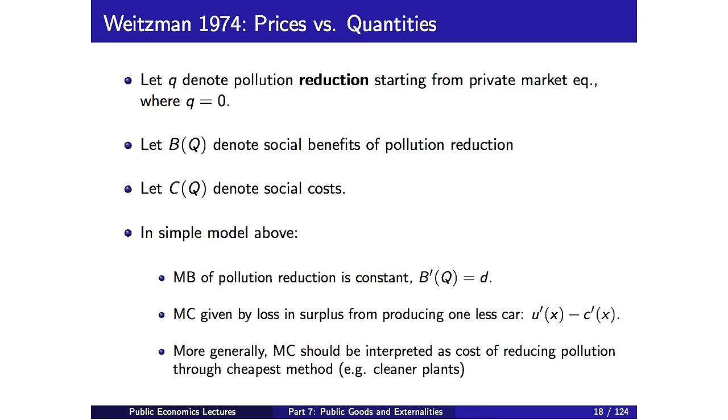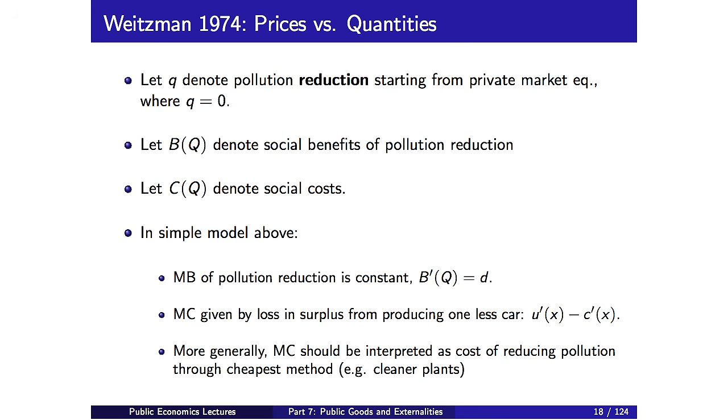But there's also a cost to reducing pollution, which is that either automakers have to produce fewer cars, as in the simple model I was talking about, or in the more complicated model where they can choose technologies, they have to invest money in developing more efficient technologies. Either way, there's some cost of reducing pollution. We're going to call that C of Q.